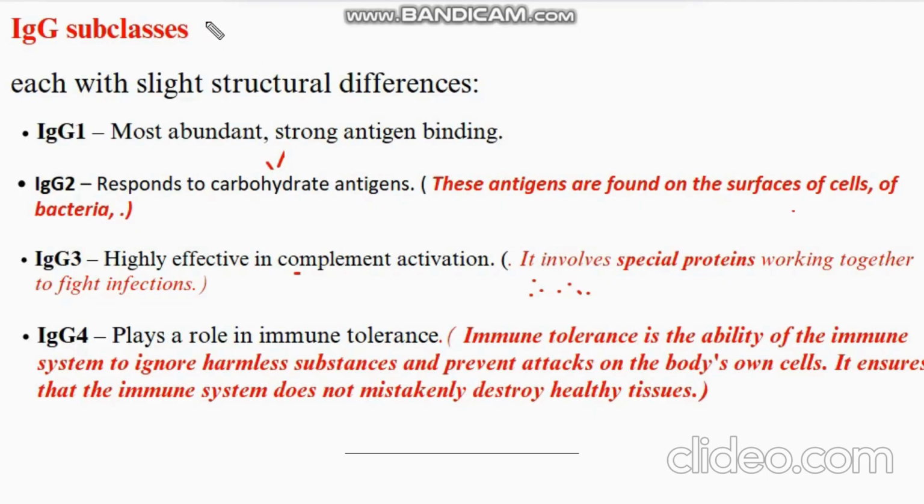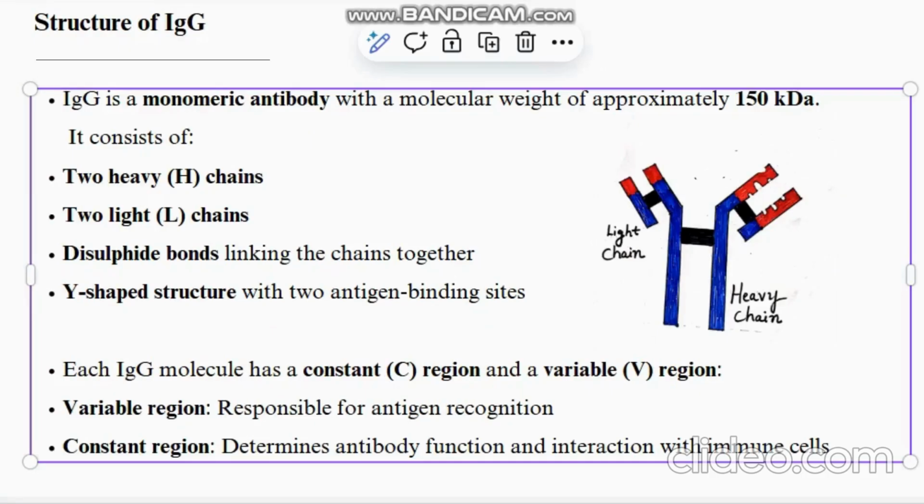What are the specific functions of these subclasses? This is all about IgG antibodies. Now, the structure of IgG antibody. We have already discussed the basic structure of antibodies. As you can see here, it has two heavy chains, called H chains, and two light chains, called L chains.